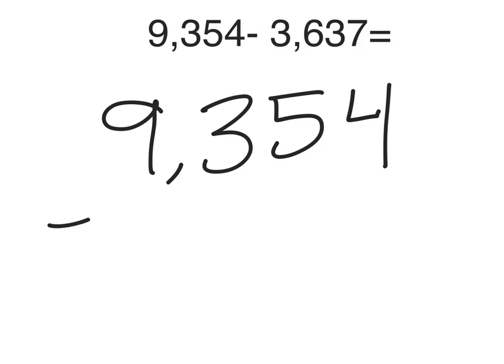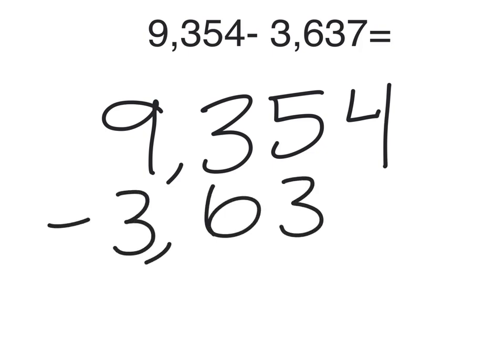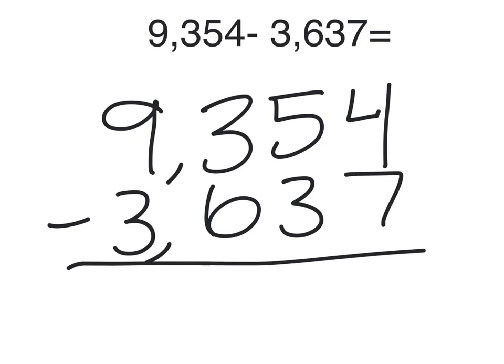9,354 minus 3,637. All right, so I set it up nicely. It's all nice, lined up. My ones are where they have to be, my tens, my hundreds, and my thousands. So our first step when we're doing the standard algorithm is going from our ones and then our tens, hundreds, and thousands. So our first step is our ones.